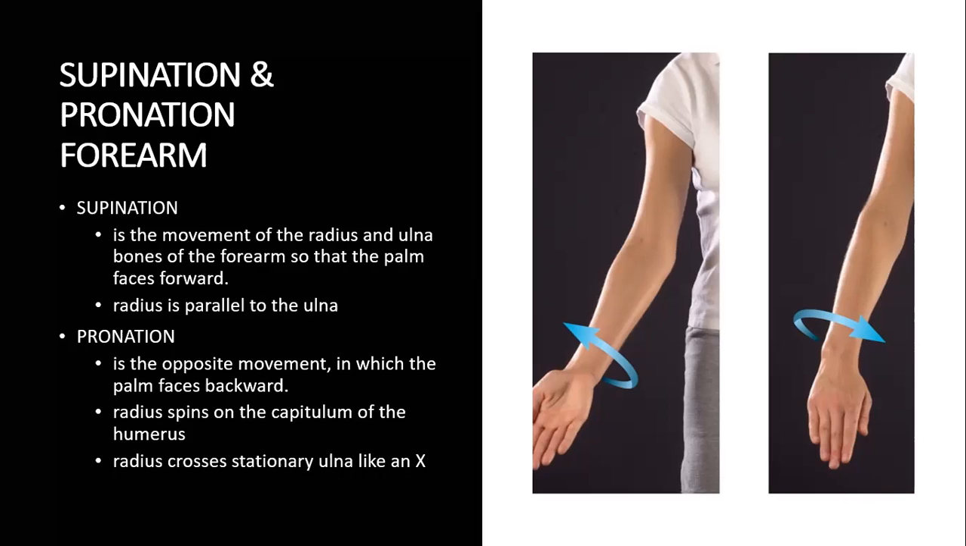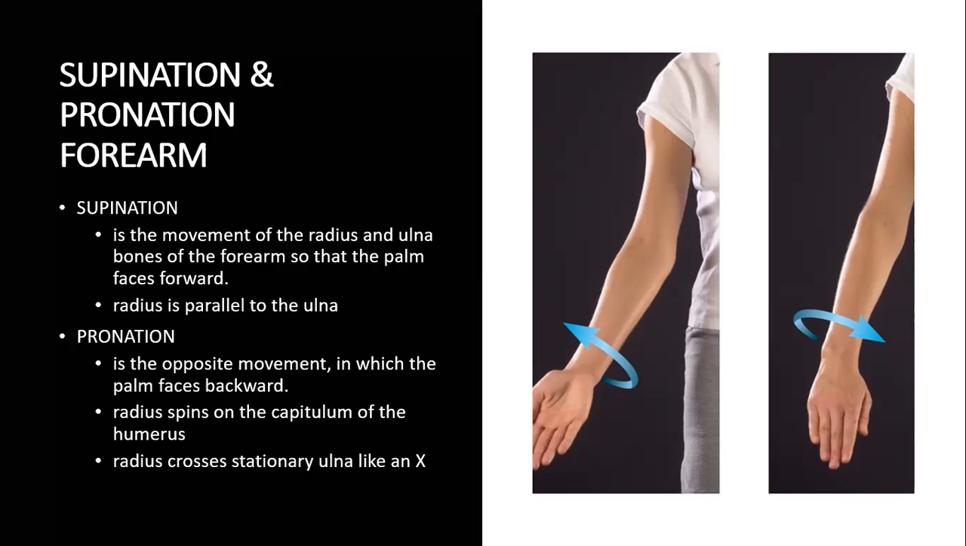How would you carry a bowl of soup? You would carry it with your palms faced upwards. So supination, palms forward or palms upwards. This is where the radius and the ulna are parallel to each other. Remember yesterday when I spoke about the radius and the ulna, I said that the radius bone is the only bone that moves during pronation and supination. The ulna does not move. The ulna stays stationary.